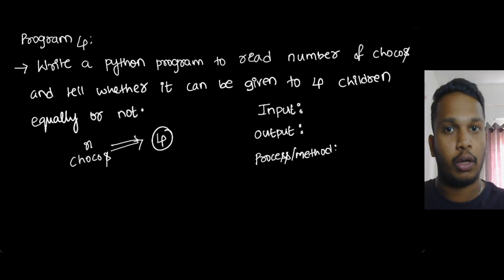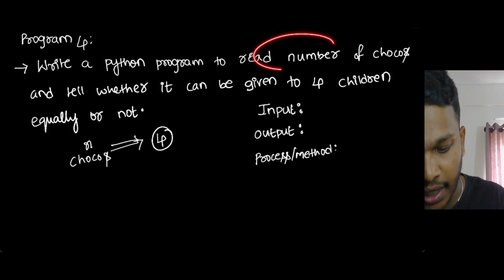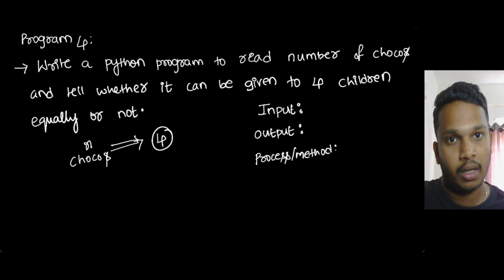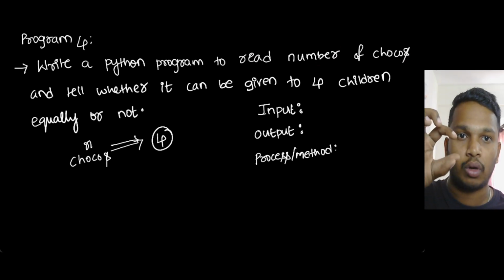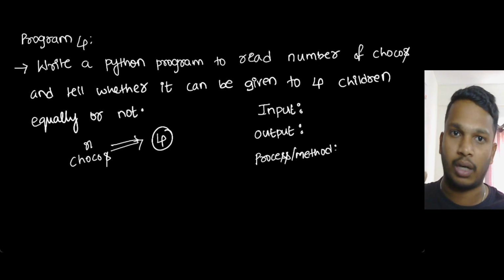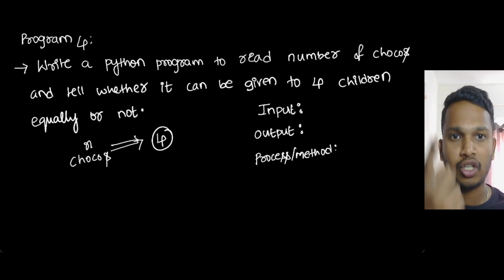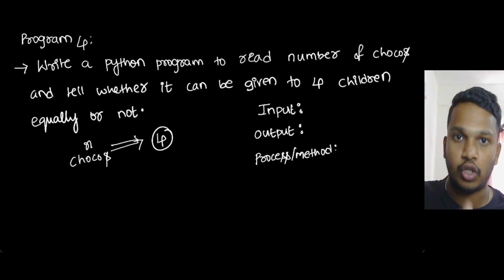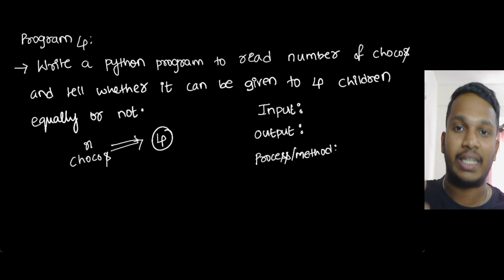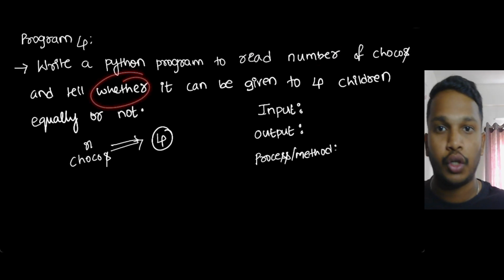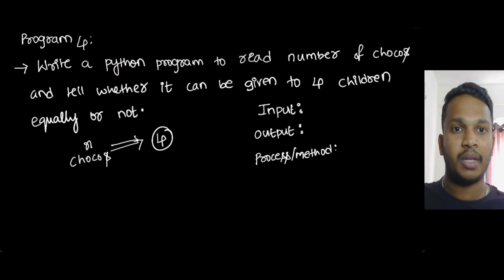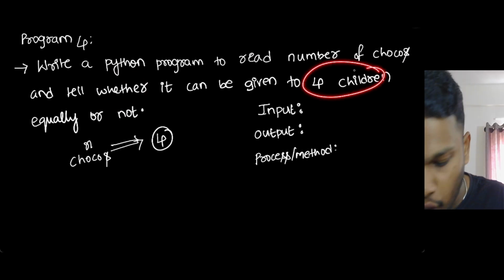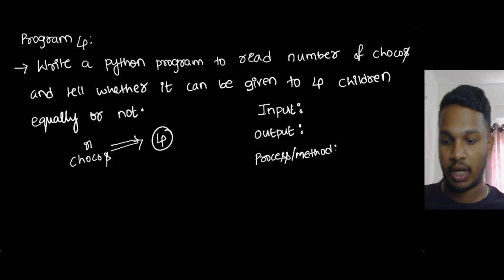Understand, I will read the question one more time. Write a Python program to read number of chocos. We should read the input as an integer, because a choco cannot be half, or 1 by 4, floating, no. So we read the number of chocos as an integer only, and we should tell true or false, yes or no, whether it can be given to four children equally, okay?